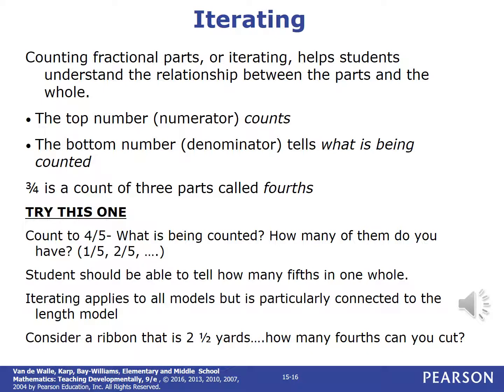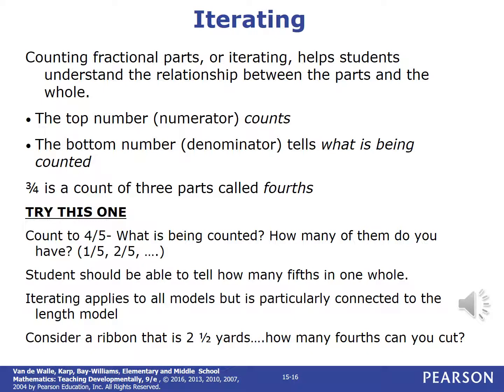In whole number learning, counting comes first, and this helps students to add and later subtract. This is also true for fractions. Counting fractional parts, or what we call iterating, helps students understand the relationship between the parts, the numerator, and the whole, the denominator.